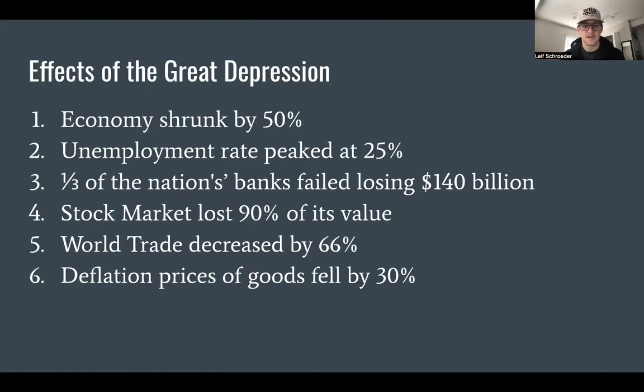Some of the major effects of the Great Depression: the economy shrunk by 50%. Unemployment rates peaked at about 24.9%, or 25%. A third of the nation's banks failed, losing about $140 billion. The stock market lost 90% of its value. World trade decreased by 66%. And deflation caused the prices of goods to fall by 38%.